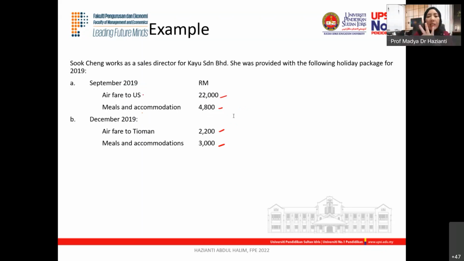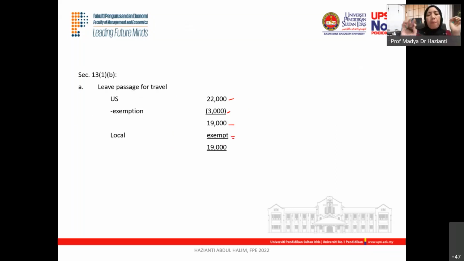Sebab apa? Local boleh pergi jalan 3 tempat kan? Dia baru pergi 1 tempat. So exempted lah. Let's say December ni dia pergi Tioman, dia pergi Langkawi, dia pergi Melaka. Semua exempted. 3. Sekarang dia pergi 1. So local dia exempt. So dia kena bayar tax untuk 19,000. Sebab company dia bayarkan dia tambang pergi US tapi exemption 3,000 je. Let's say company dia bagi tambang pergi US tapi bagi 3,000 je, yang lain-lain tu kau pandai top up sendiri. Then itu exempted. Kalau less than 3,000, more than 3,000 dapat exemption 3,000.